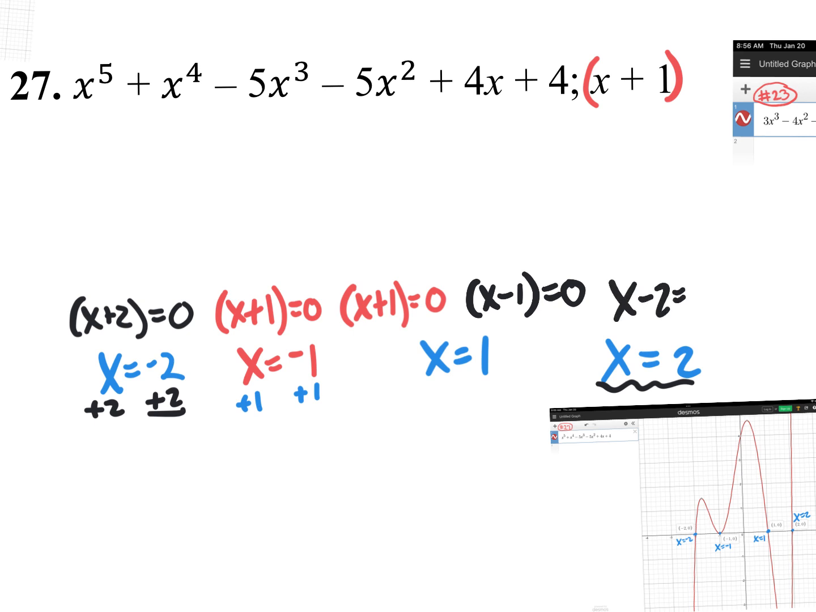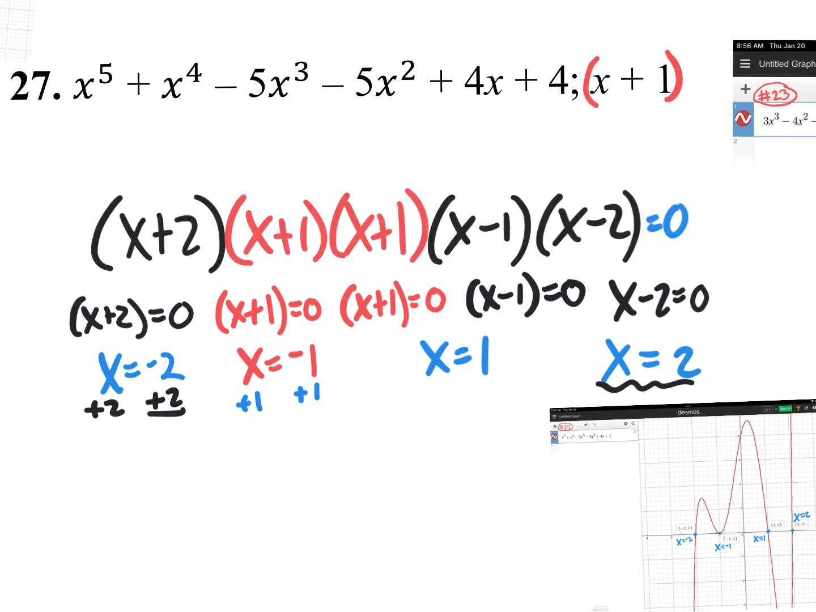X minus 2 set equal to 0, right? Okay, so zero product property is what allowed us to split them up and set them each equal to 0. So use zero product property backwards to put them together. And voila, you have your equation in completely factored form. This is it right here.